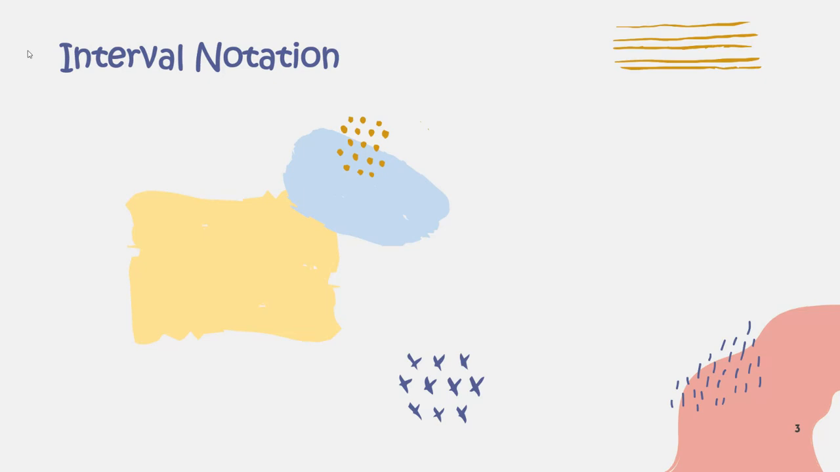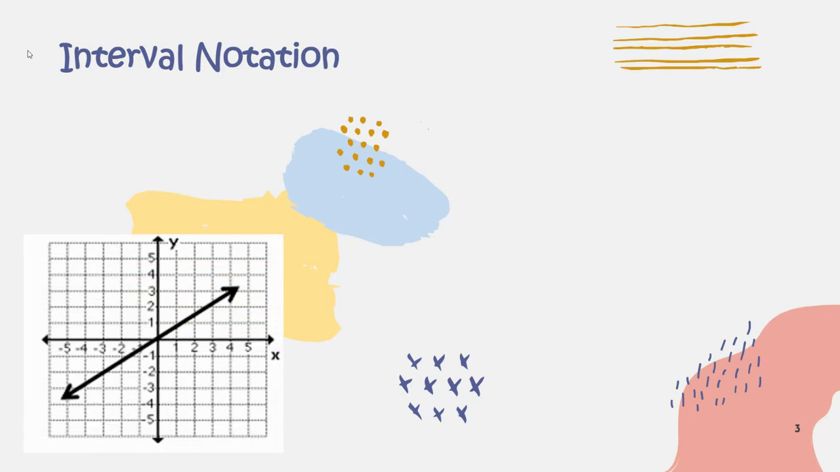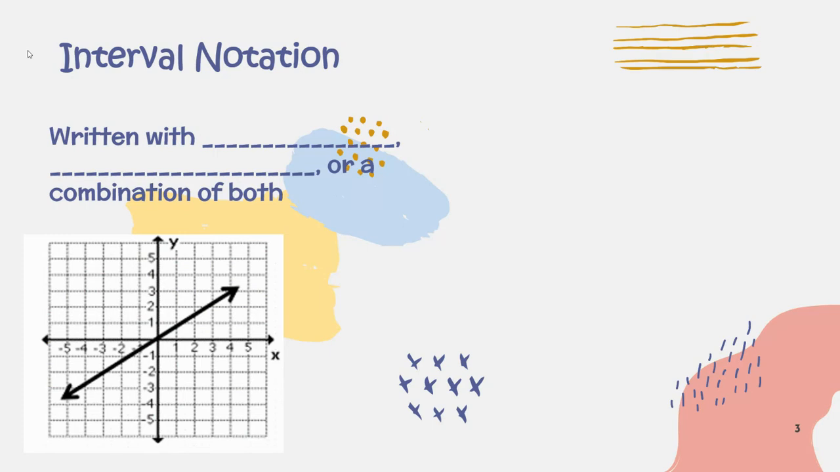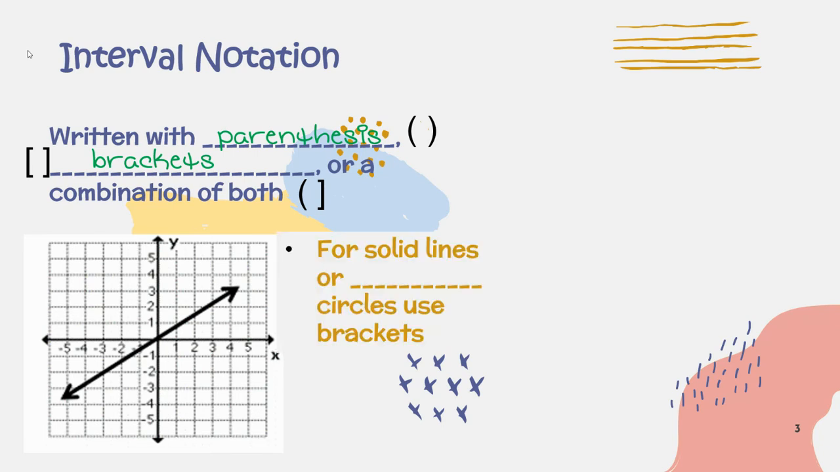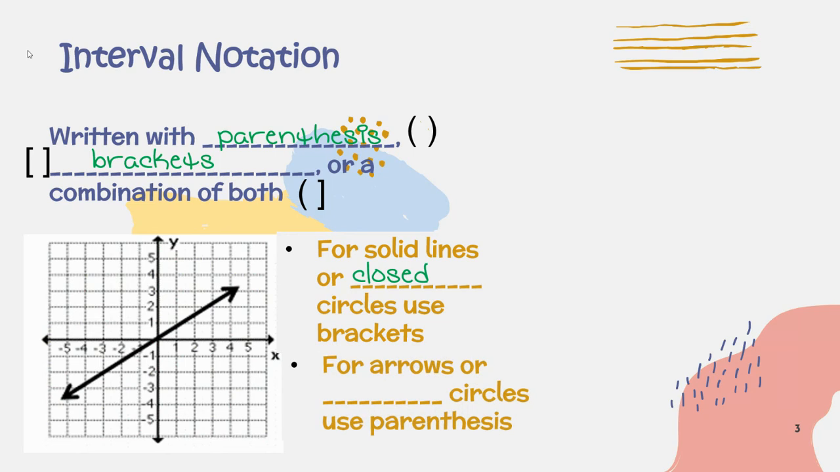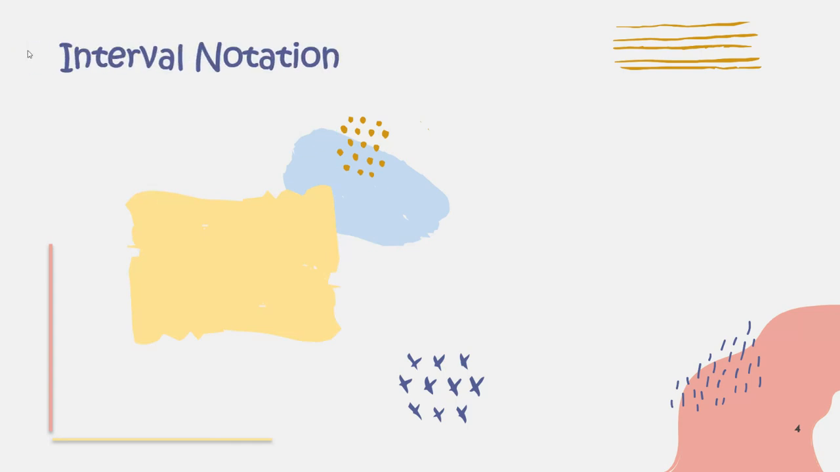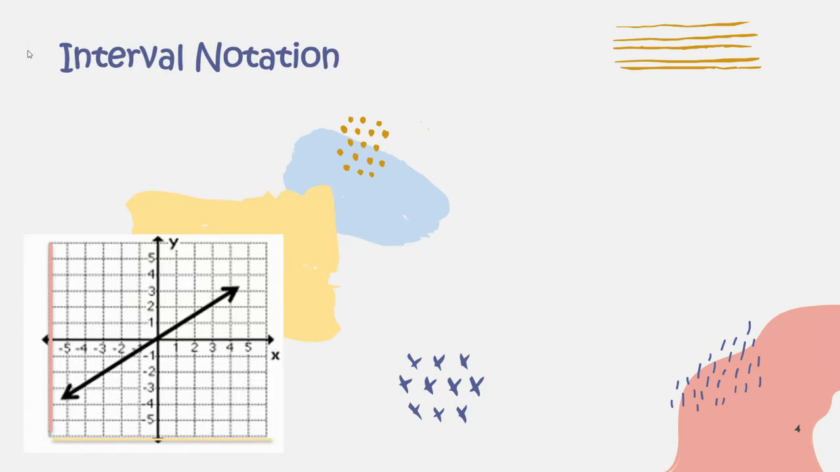There's two ways we're going to write them, and the first one is going to be interval notation. We're going to write these with parentheses and brackets, and they can be a combination of both. For our solid lines or our closed circles, meaning points that are included in the graph, in the function, we're going to use brackets. And for our arrows or our open circles, points that are not included, we're going to use our parentheses. Let's look at our graph for our domain and range in interval notation.